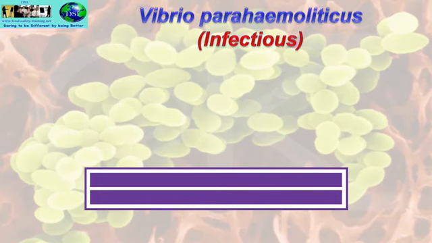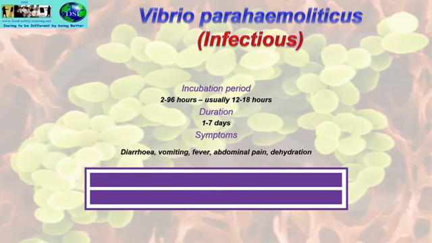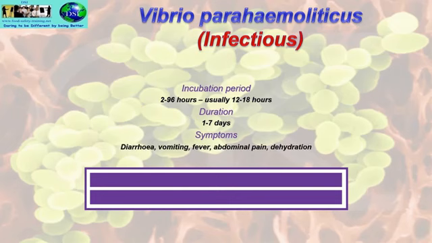Vibrio parahaemolyticus, bit of a mouthful. Remember that word because you will impress people if you say that. It's infectious, which means it's caused by the vast numbers of bacteria that cause the immune system to react. Incubation period 2 to 96 hours, usually 12 to 18. Duration is 1 to 7 days. Symptoms include diarrhea, vomiting, fever, abdominal pain and dehydration.